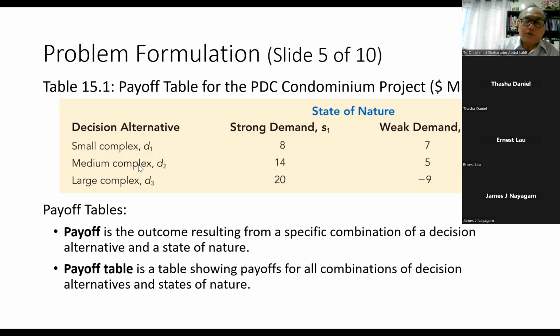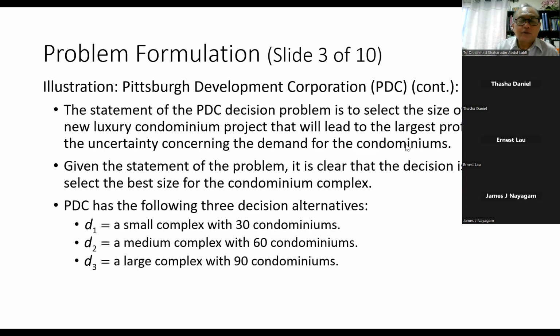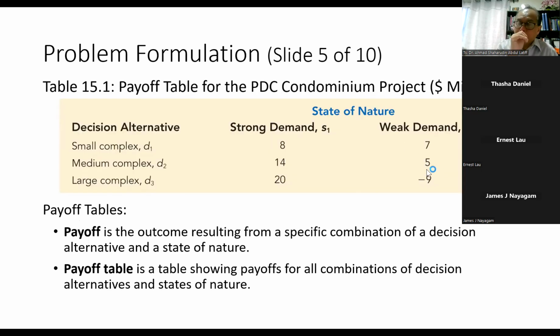If it is a medium complex, decision alternative 2, with strong demand, because it is 60 units of condominium, they can make 14 million profit. With weak demand, they will make 5 million profit, because they have spent on 60 units and might not be able to sell all of them.